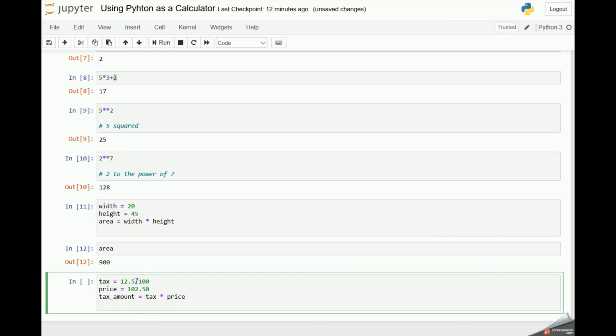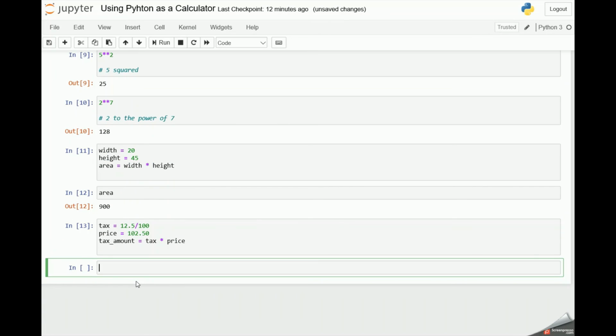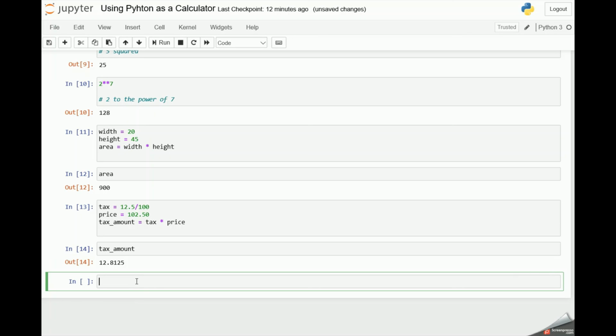After this, if we hit shift enter, Python will recognize the tax amount variable as tax times price. If we call the tax amount, we're going to see that it is equal to $12.81 roughly. So by the way, let's go ahead and calculate the total sale amount. Total amount, let's call it. Price with tax amount.